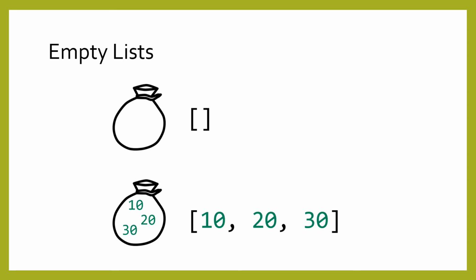A pair of square brackets with nothing between them creates an empty list. An empty list is like an empty bag. You may not have anything in it, but you still have the bag itself. Empty lists do not have an element type until you put something in them.